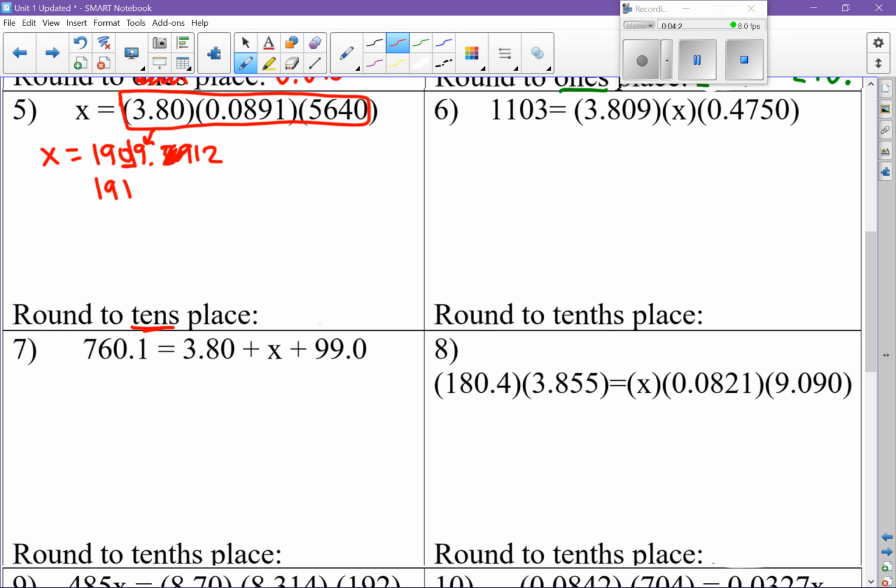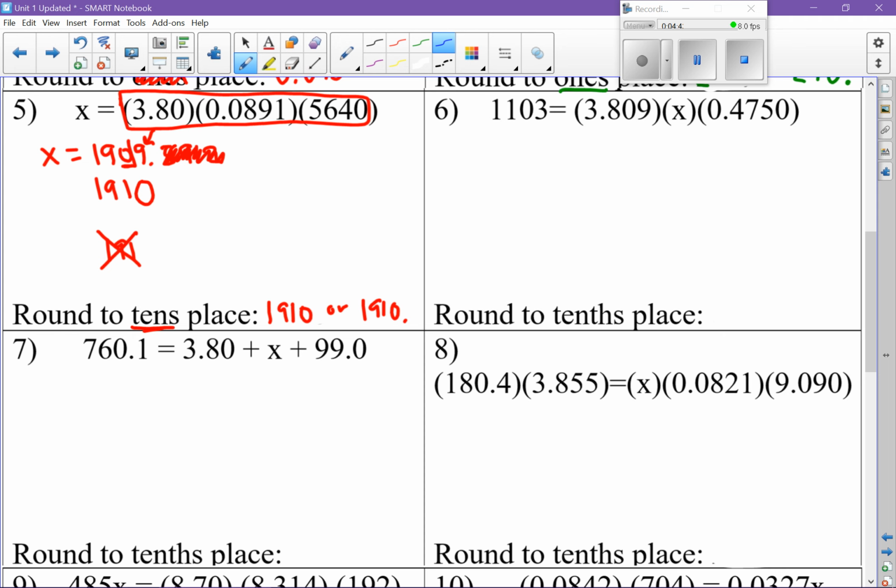Everything on the right of the decimal is going to go away, but this 9 that I chopped off, you have to replace with a 0. Okay? If you left it like this, that would be wrong. You have to add a 0 for the 9 that you chopped off. So you can write your answer like this, or with the decimal. It does not matter to me. Okay?